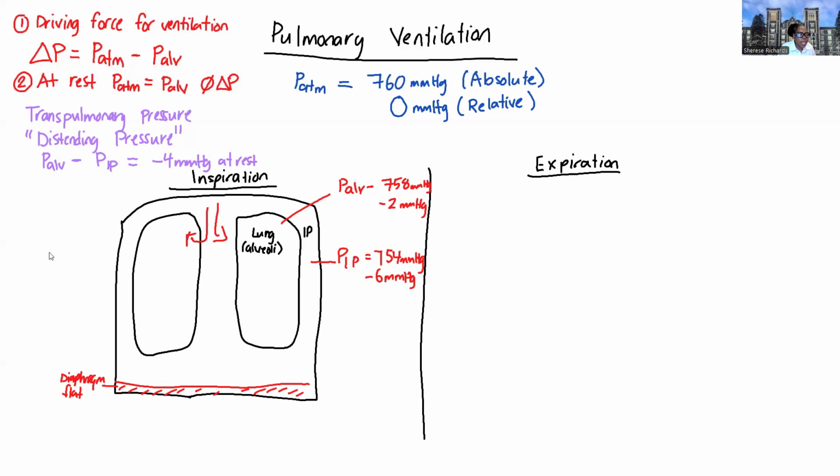So let's describe the differences here. So this is inspiration, which means that our atmospheric pressure must be greater than our alveolar pressure, which also means our alveolar pressure must be negative, right? Which we can see that here it is. And this is what's happening during inspiration.